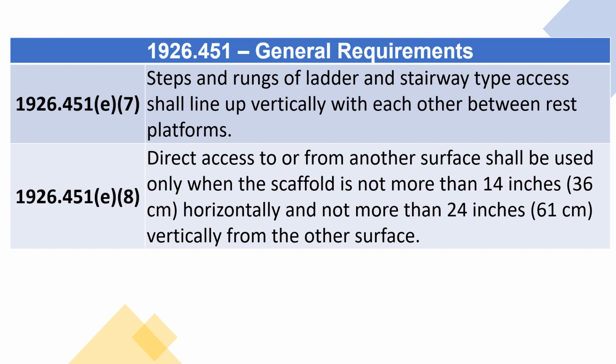1926.451(e)(7) Steps and rungs of ladder and stairway type access shall line up vertically with each other between rest platforms. 1926.451(e)(8) Direct access to or from another surface shall be used only when the scaffold is not more than 14 inches (36 centimeters) horizontally and not more than 24 inches (61 centimeters) vertically from the other surface.